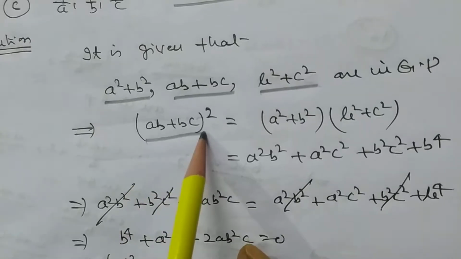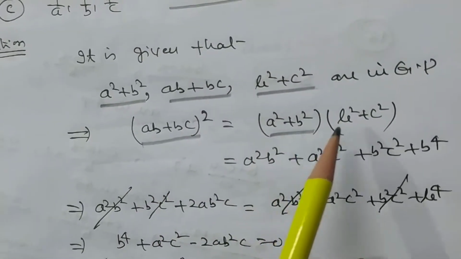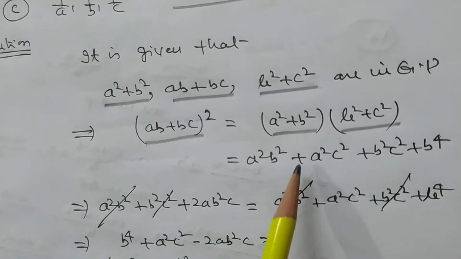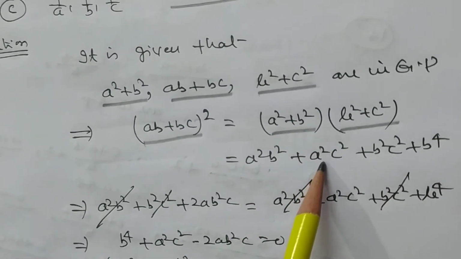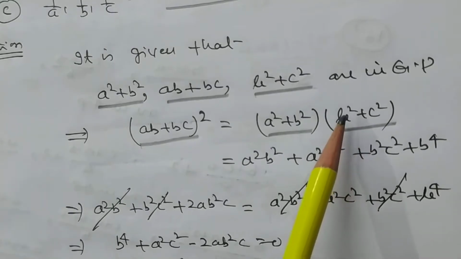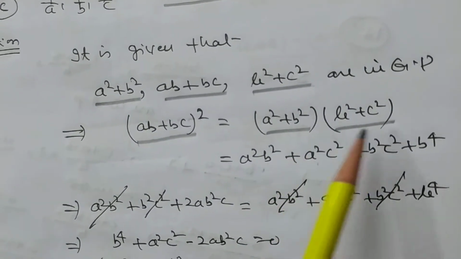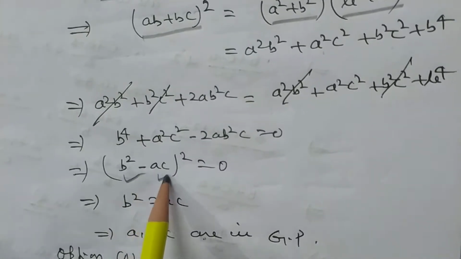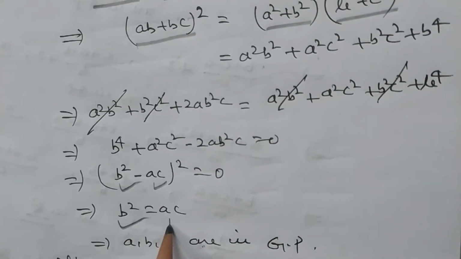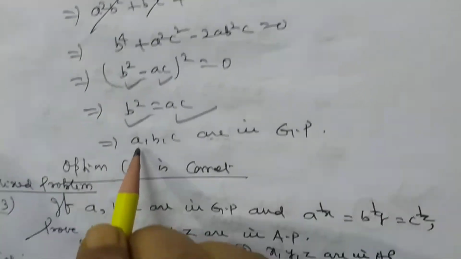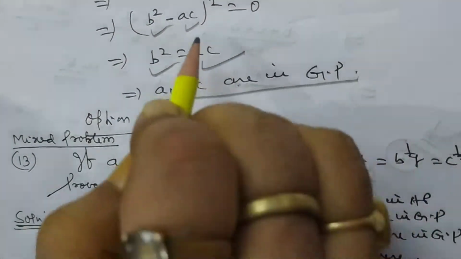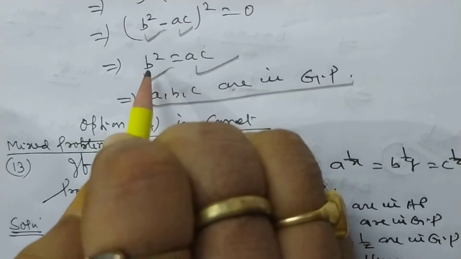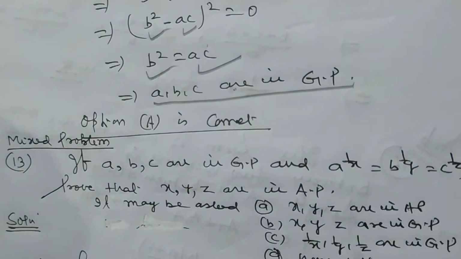It is given that A square plus B square, AB plus BC, B square plus C square are in GP. So (AB plus BC) whole square is equal to (A square plus B square) into (B square plus C square). Multiplying it, we have A square B square plus A square C square plus B square C square plus B to the power 4. After simplifying, we have (B square minus AC) whole square, that is B square is equal to AC. So A, B, C are in GP. This is the condition: when three numbers A, B, C are in GP, then B square is equal to AC.